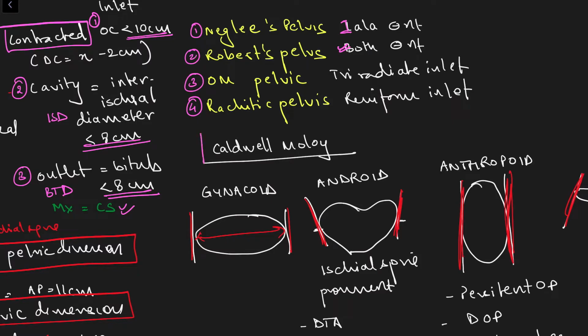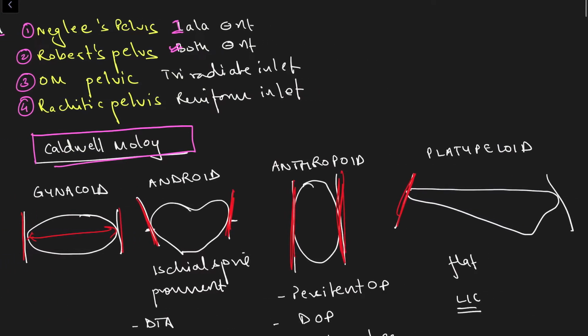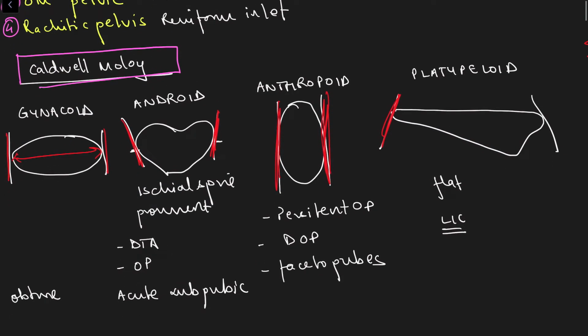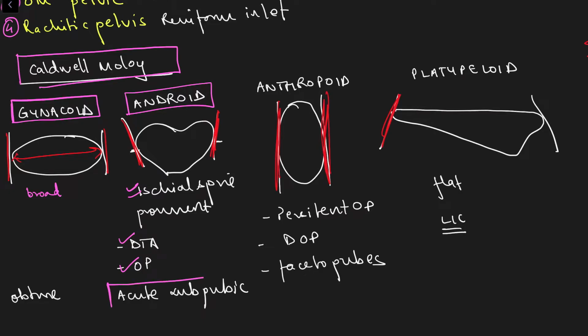Then we classify the pelvis according to the Caldwell-Moloy classification and divide it into gynecoid pelvis, where the transverse diameter is more and the walls are broad and parallel to each other. In android pelvis, the inlet has a heart-shaped cavity, and here the ischial spines are prominent. The lateral walls are converging. It is associated with deep transverse arrest and occipito-posterior position. Here remember that the subpubic angle is acute, while in gynecoid the subpubic angle is obtuse.